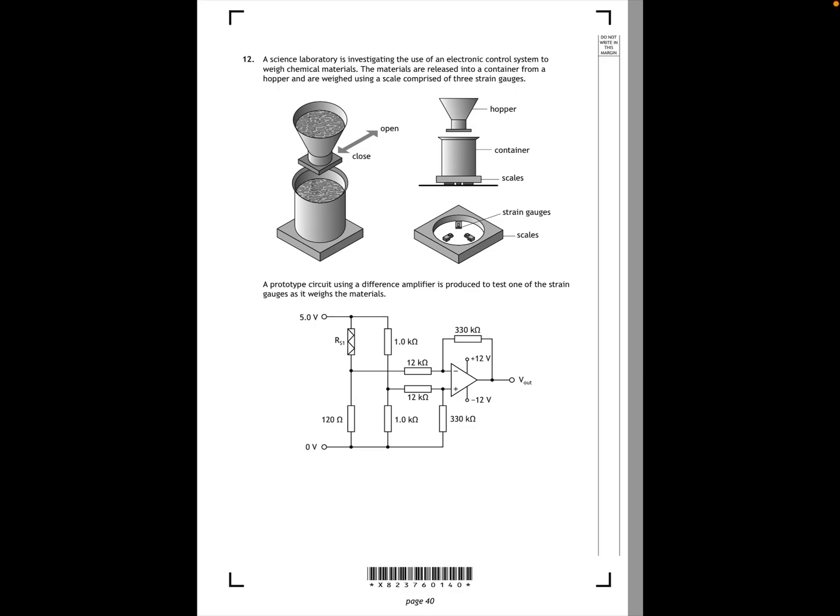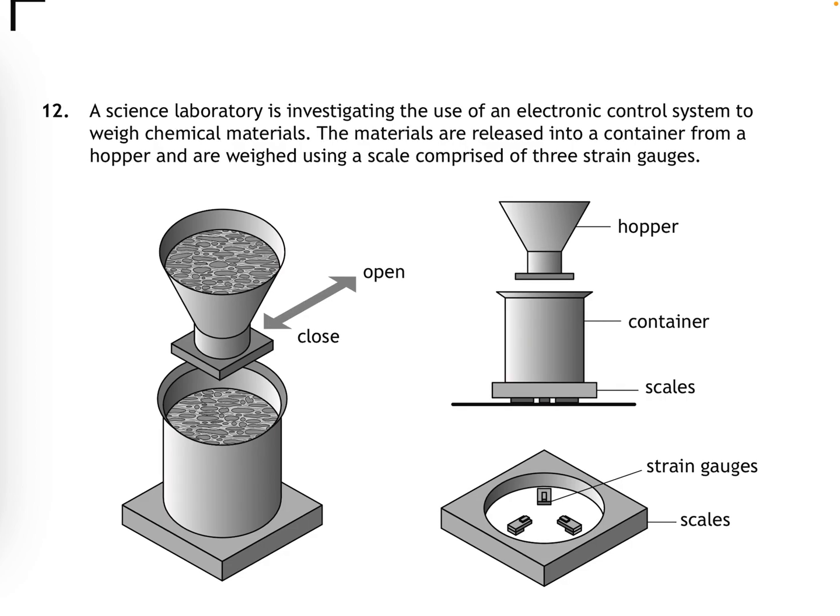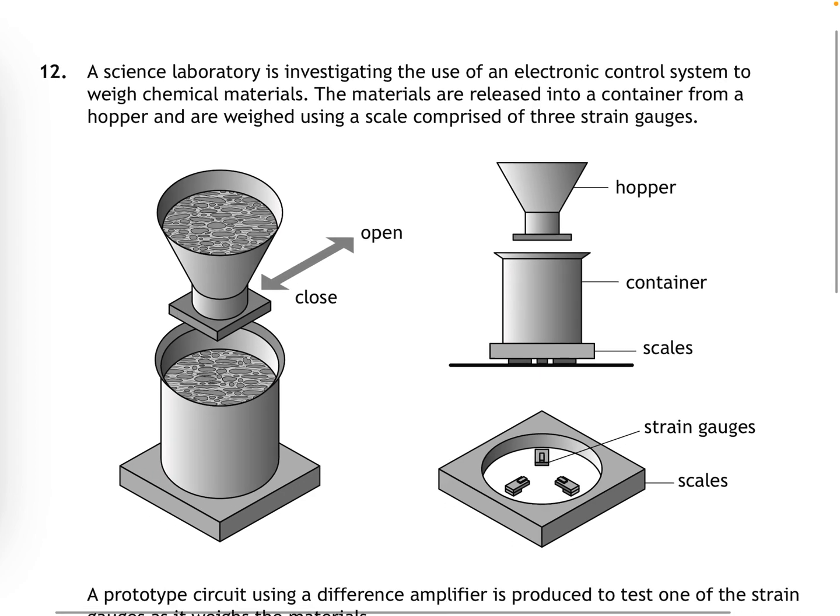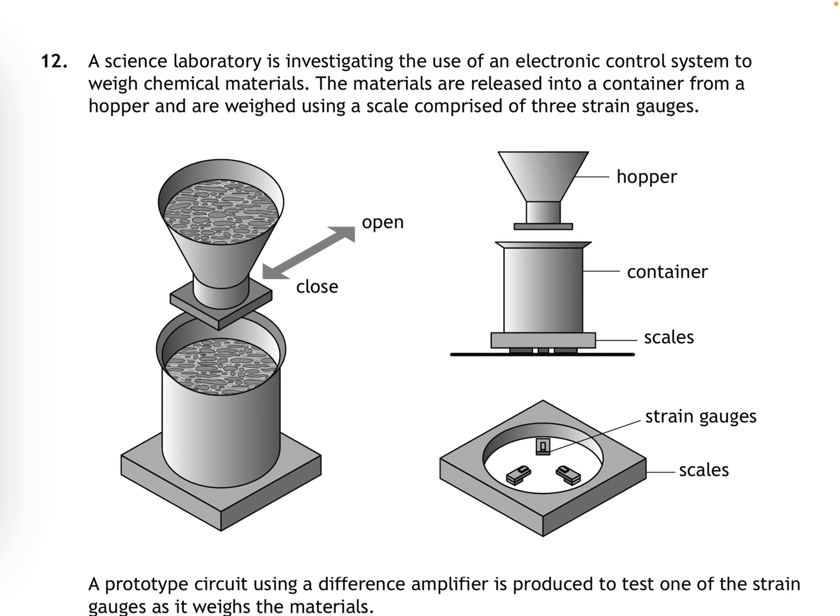This is question 12 from the 2023 Higher Engineering Science past paper. This is the last question in the paper, and we've got some analog electronic questions. So here we've got a hopper and some scales, and we're told that a science laboratory is investigating the use of an electronic control system to weigh chemical materials.